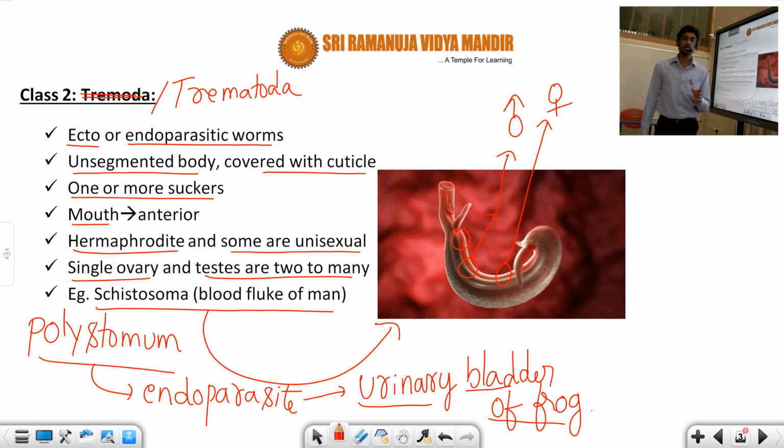Generally you have already seen that there are two types of life cycle. What are they? The life cycle of Fasciola hepatica, the liver fluke, and another life cycle you have already seen, that is the Taenia solium life cycle. So here the Trematoda, that is Schistosoma, shows a typical life cycle.